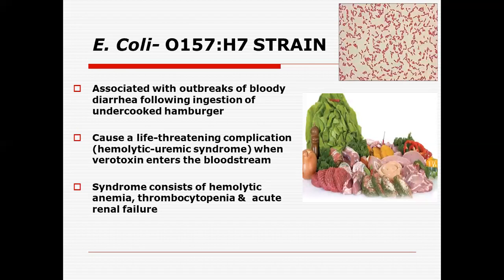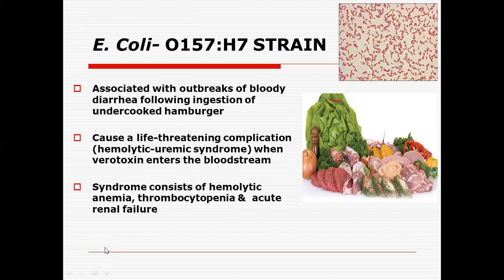Now we'll move on to the E. coli O157:H7 strain. Just a few minutes more. This strain is associated with outbreaks of bloody diarrhea following ingestion of uncooked hamburger. It's very common. It causes a life-threatening complication, what we call hemolytic uremic syndrome. When the verotoxin enters the bloodstream, it causes damage to the nephrons. This consists of hemolytic anemia, thrombocytopenia, and acute renal failure.